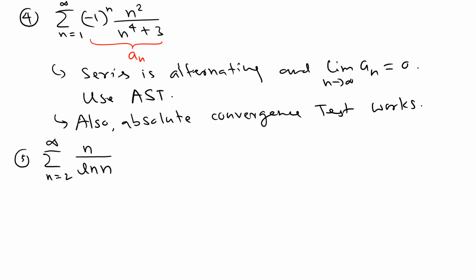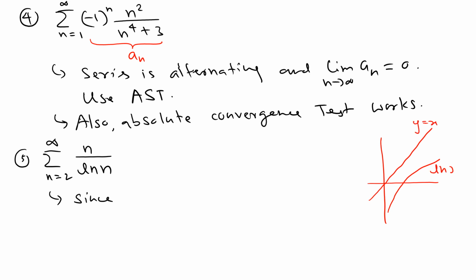But you notice something. Because ln n is always smaller than n, because of the shape of the graphs. You can see the two graphs. This is y equals x. The natural log graph goes like that. This is ln x. So that means it's always smaller than x.